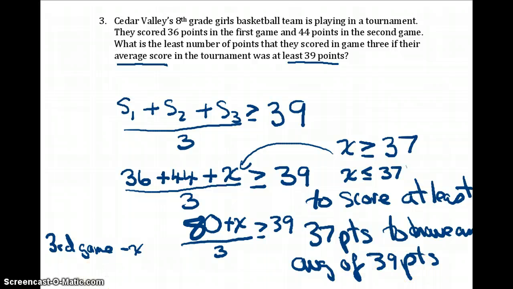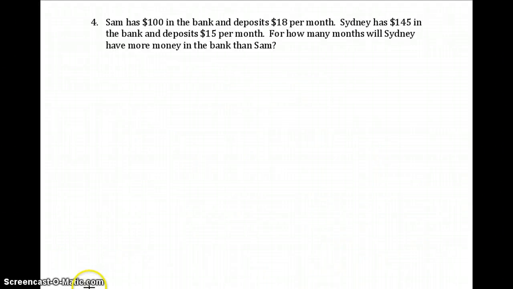All right, let's pause and I'll set up the last. And this is most probably my favorite question. I love these types of questions. So Sam has $100 in the bank and deposits $18 per month, and Sydney has $145 in the bank and deposits $15 per month. And they want to know for how many months will Sydney have more money in the bank than Sam. Well, right now, we know that Sydney has 145 and Sam has 100. We know that Sydney has more money.